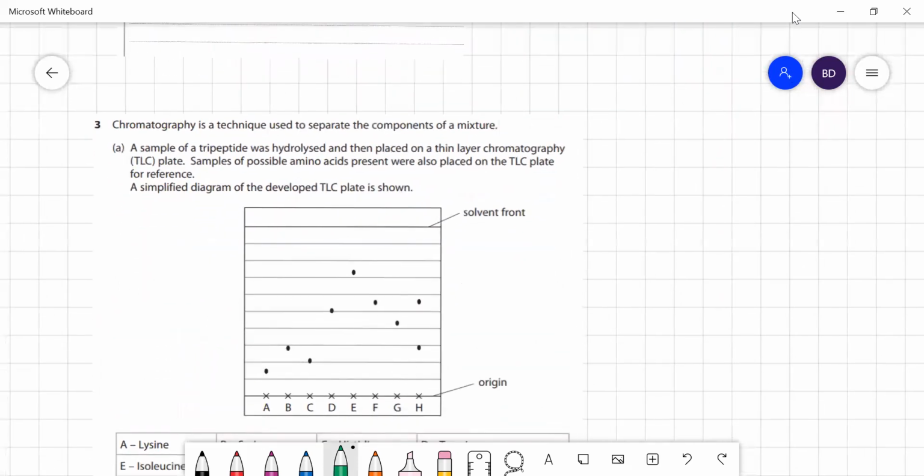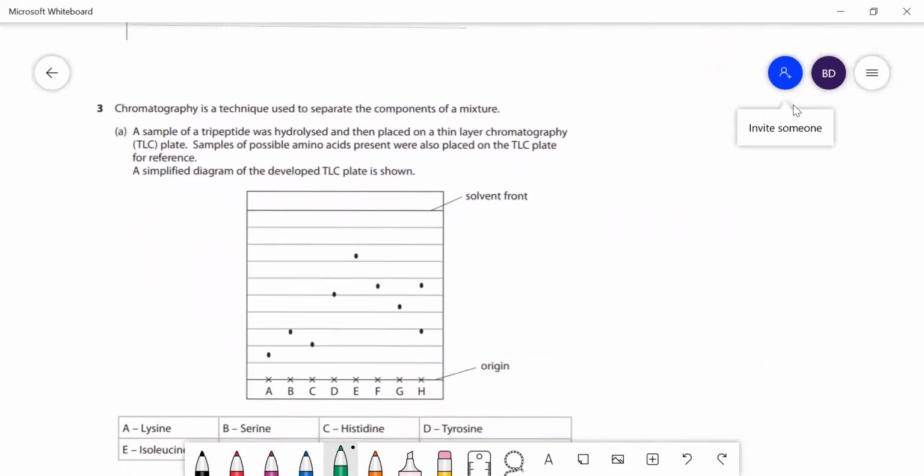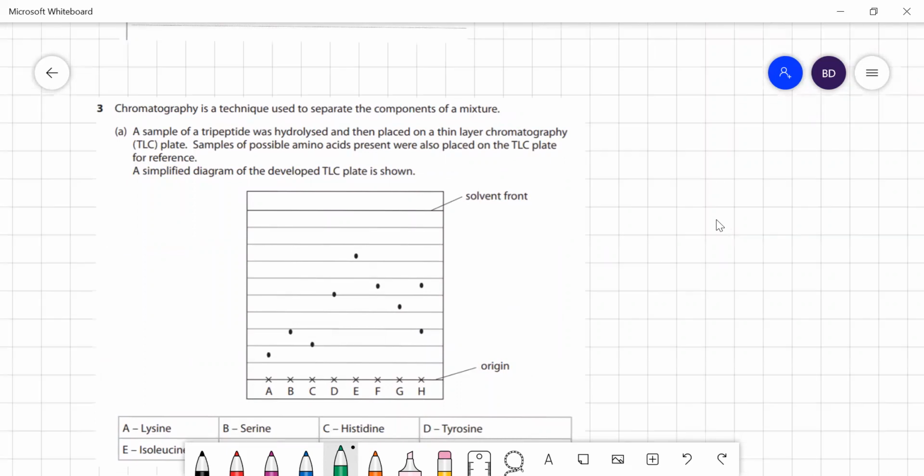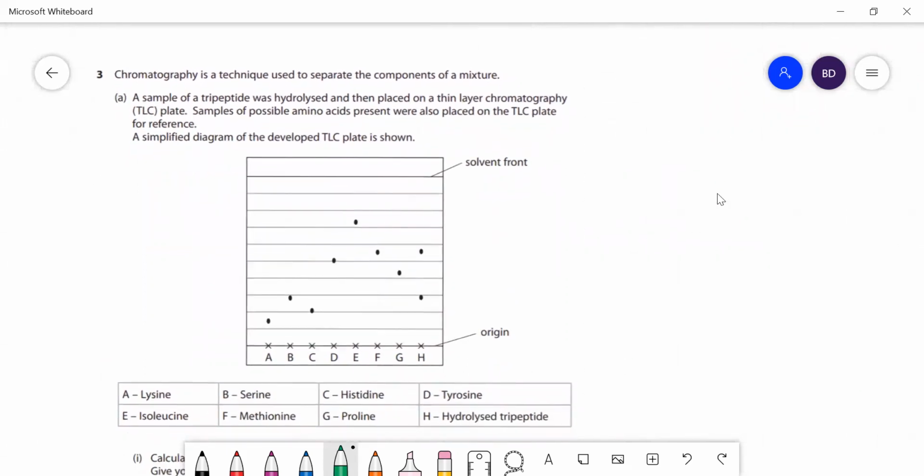Okay, question about chromatography, TLC. A sample of a tripeptide was hydrolyzed, so that means the tripeptide is made up of 3 amino acids joined together by peptide bonds. Hydrolyzed means they're split with water into the separate amino acids, placed on a TLC plate. Samples of possible amino acids were also present. So they are these ones, A to G, known amino acids, and H is the hydrolyzed tripeptide.